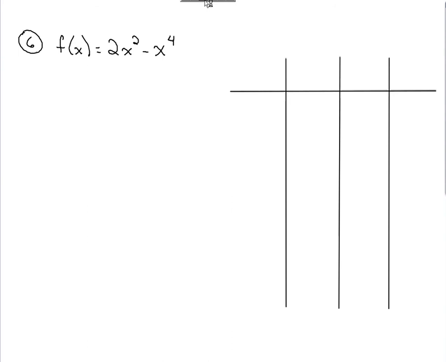But with what we now know about this first derivative test, how it applies to critical numbers, what I would do is start by taking the derivative of the function, and I would use that derivative to help me find my critical numbers. So here the derivative is going to be simply 4x minus 4x cubed.